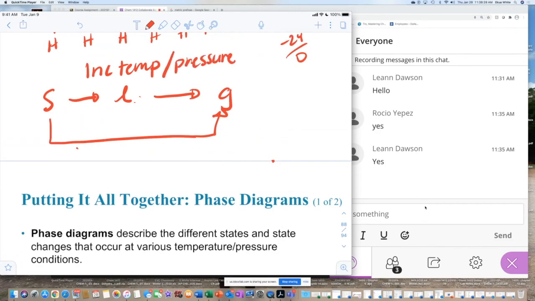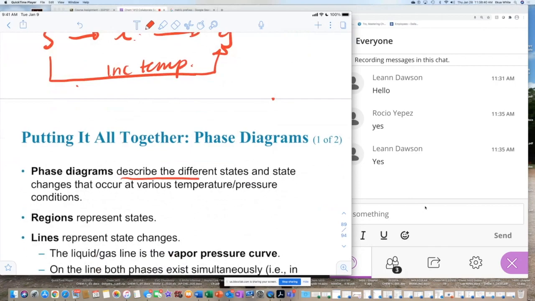When you decrease pressure and increase temperature, you can go from the left to the right. In this case here, also increasing temperature. Okay, let me move right to it. Phase diagrams describe the different states, the phases: liquid, solid, gas, and the state changes that occur at various temperature and pressure conditions. So pressure and temperature are two factors that can allow us to go from one state to the other. In this big diagram, we're going to be seeing different regions, and the regions represent the states: solid, liquid, and gas.